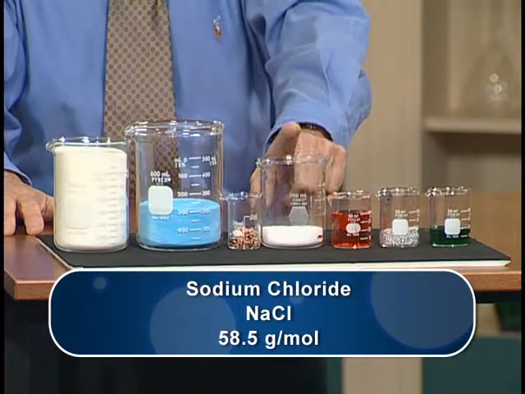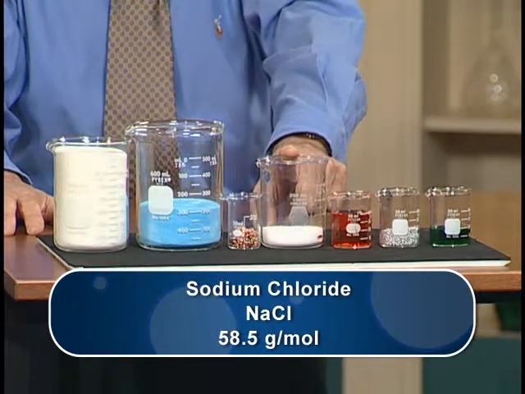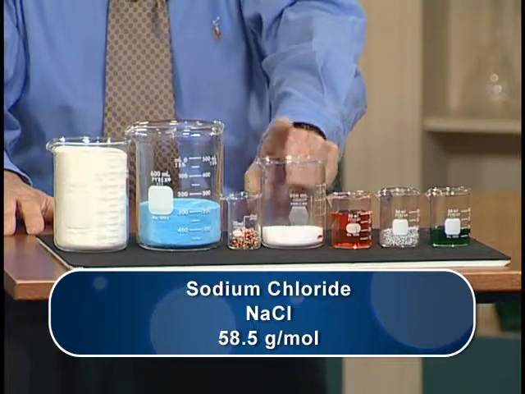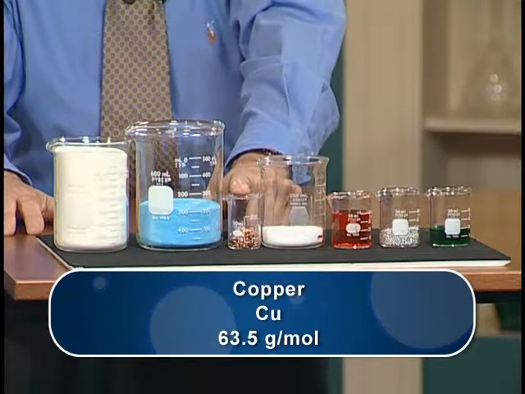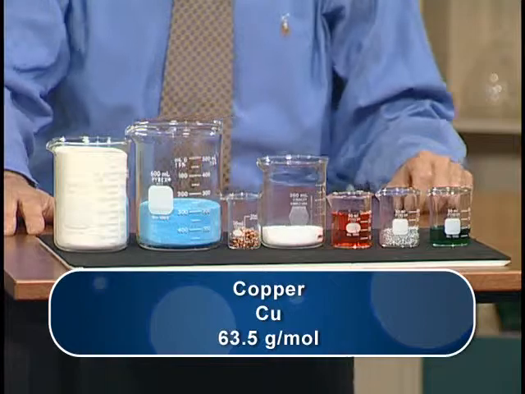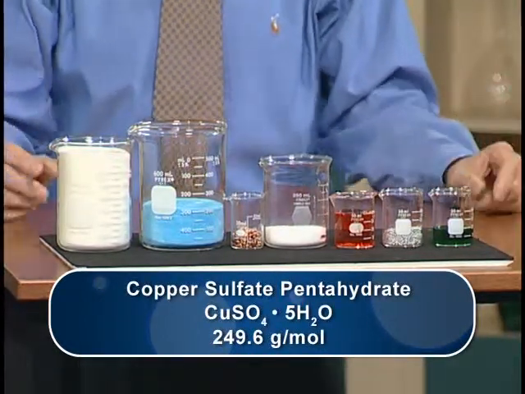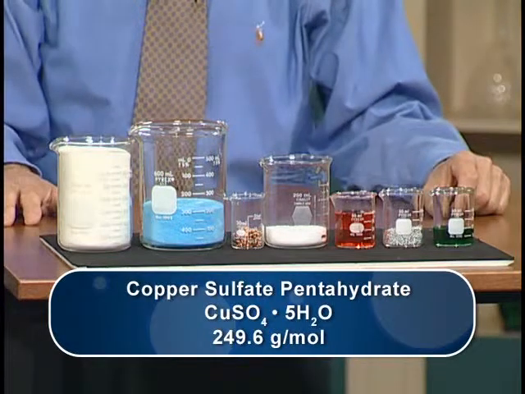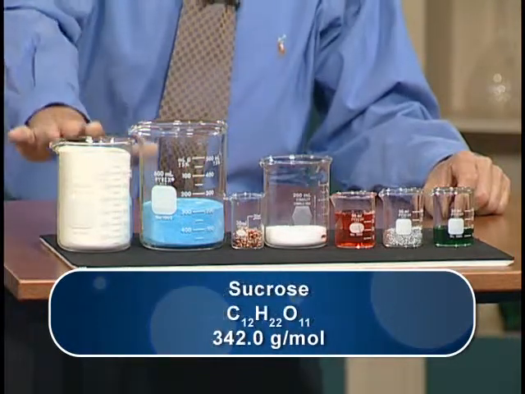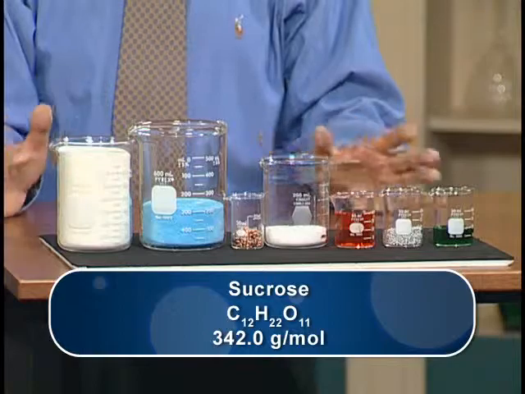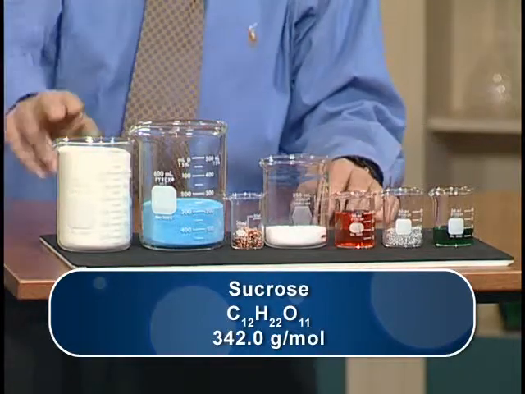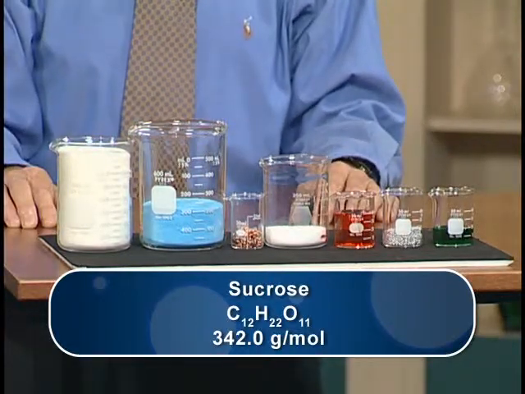This is common ordinary table salt, sodium chloride, molar mass 58.5. This is copper, pure copper, molar mass 63.5. This is a chemical called copper sulfate pentahydrate, to be technical, and its molar mass is 249.6. And the last beaker contains sucrose, common ordinary table sugar. Its molar mass is 342.